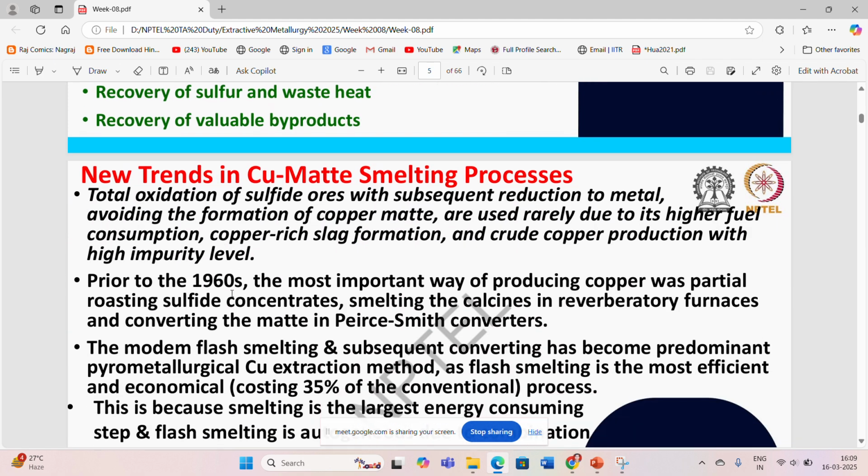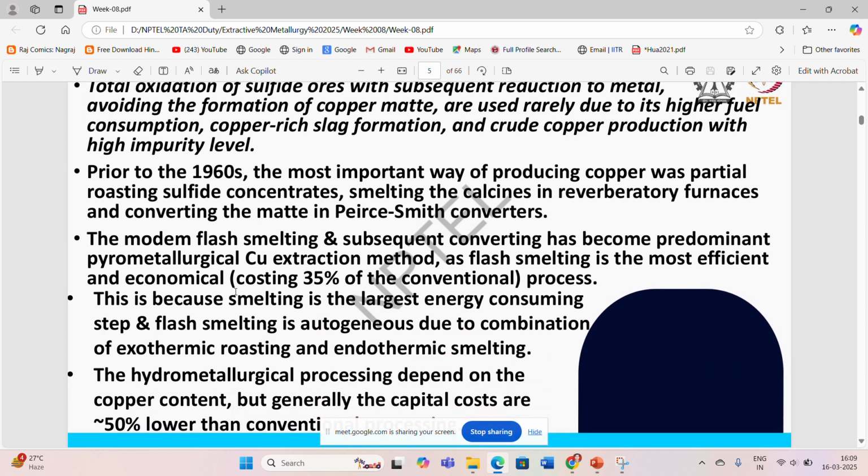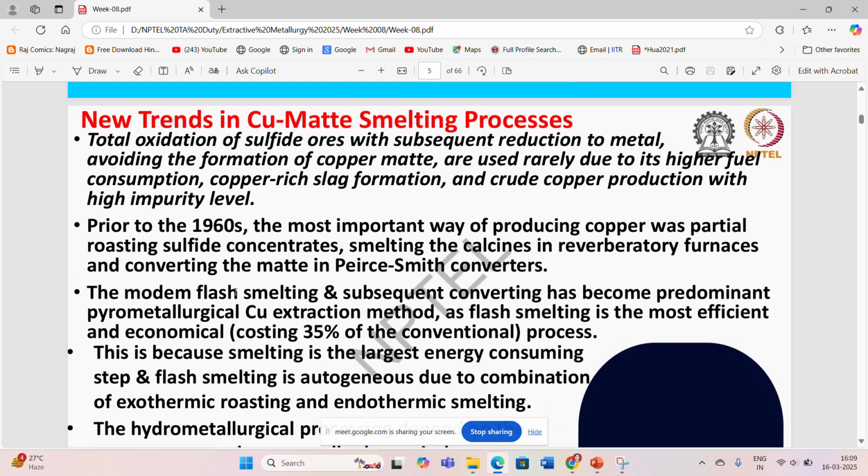Then new trends in copper metal smelting processes. When we talk about the copper pyrometallurgical process, we generally talk about copper metal smelting processes, because copper is generally found in the form of CuFeS2, chalcopyrite, as a copper ore. And due to the presence of sulfide inside this copper ore, we cannot directly go for the carbothermal reduction processes.